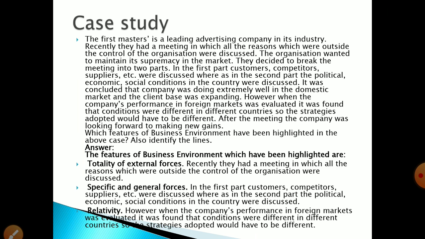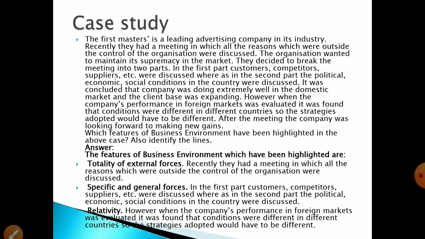They decided to break the meeting into two parts. In the first part, customer, competitor, and supplier were discussed, whereas in the second part, the political, economic, and social conditions in the country were discussed. It was concluded that the company was doing extremely well in the domestic market and the client base was expanding. However, when the company's performance in the foreign market was evaluated, it was found that conditions were different in different countries. So the strategy adopted would have to be different.